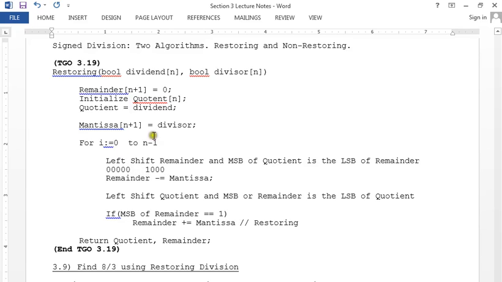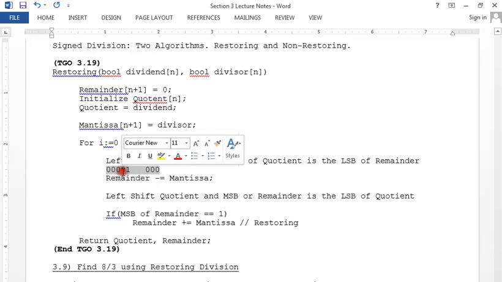That's how we initialize these. So what's going to happen is I'm going to left shift the remainder. So this 0 goes away. And then the most significant bit of the quotient, which is this value, pops off and becomes the least significant bit of the remainder. And we're going to go over step by step to explain this. But that's the basic idea of how it works.